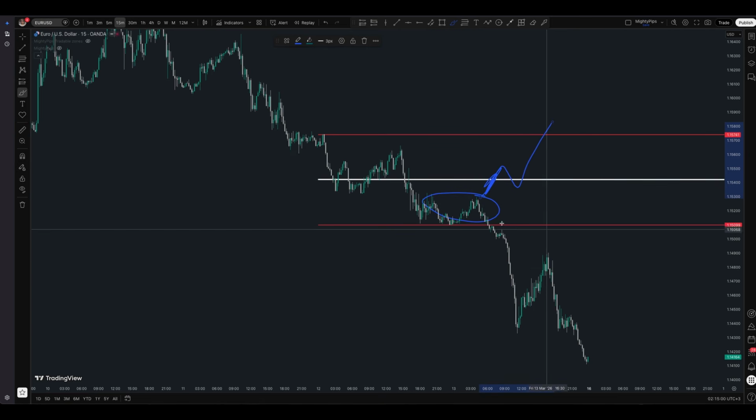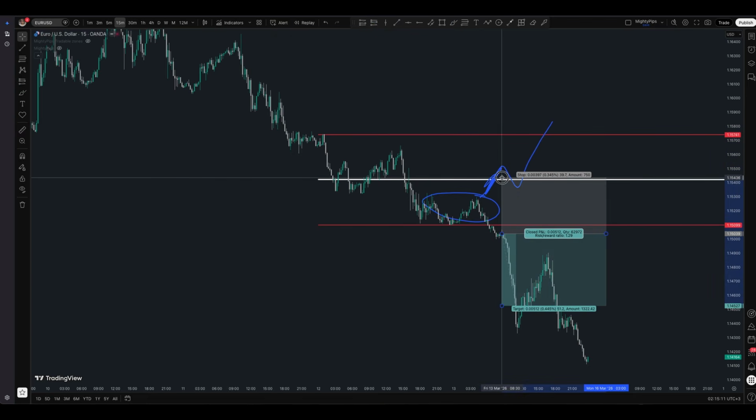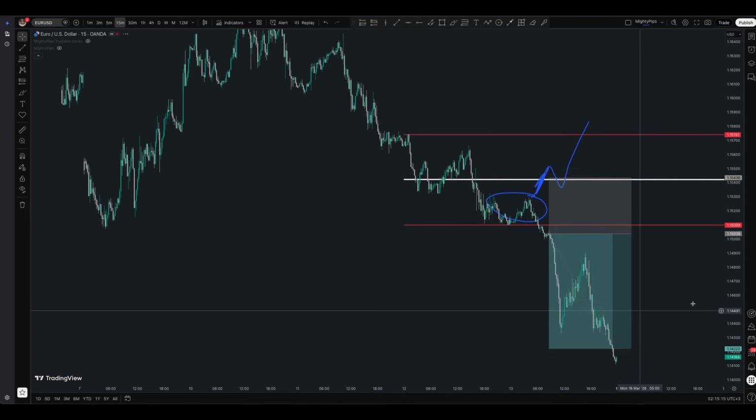Now you would look for trades once this red line, which is the close of the previous candle, is actually broken. This is where you would look for your selling opportunities around here, and then you would use that white line as the area of your stop loss, and then you could target something like this.